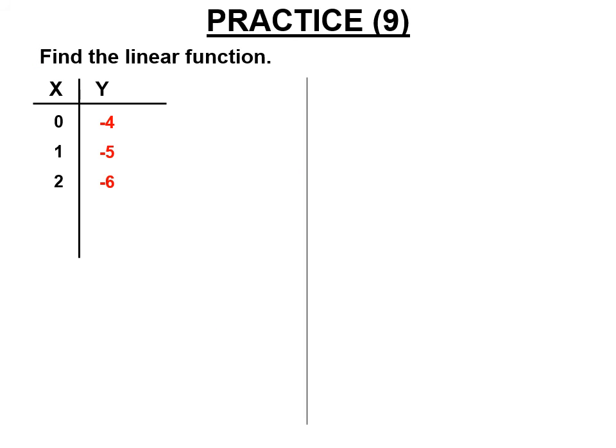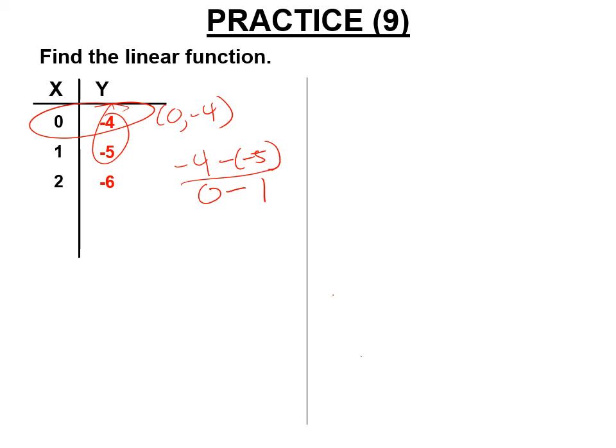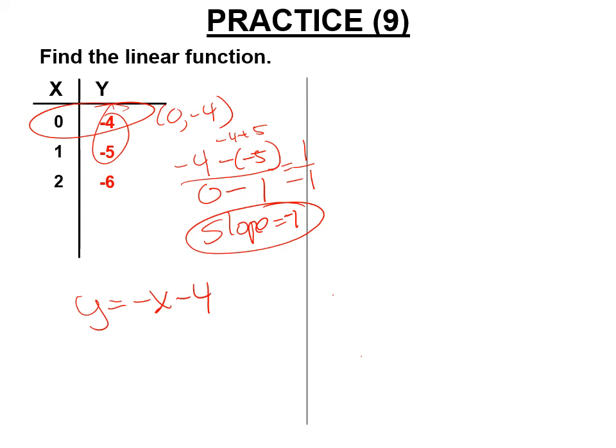Let's practice. All right, so there's our y-intercept, 0, negative 4. Our slope, so you subtract your y's. Negative 4 minus negative 5, 0 minus 1. Negative 4 minus negative 5 is negative 4 plus 5, which is 1. 0 minus 1 is negative 1. So the slope of this is negative 1. So a slope of negative 1 and that y-intercept, it's y equals negative x minus 4. Right? It's the opposite of x minus 4. Negative 2 minus 4 equals negative 6. The opposite of 1 minus 4 equals negative 5.